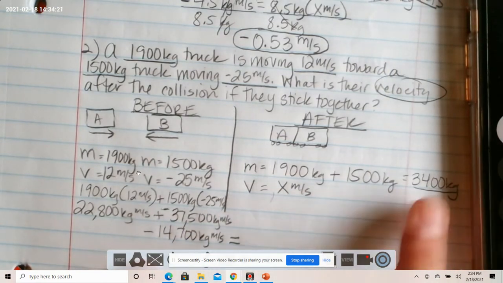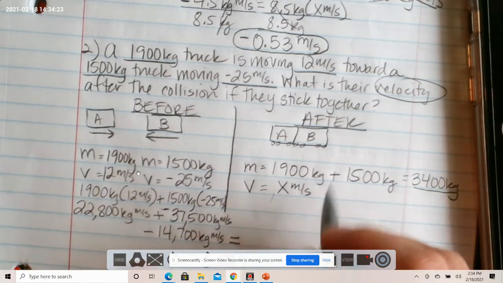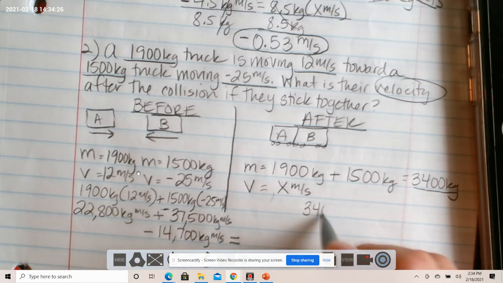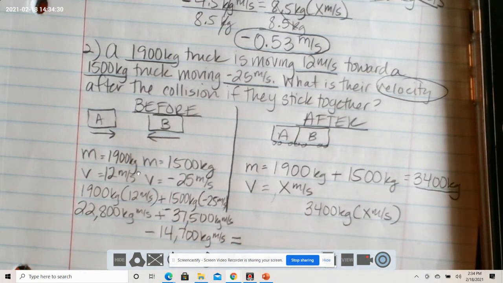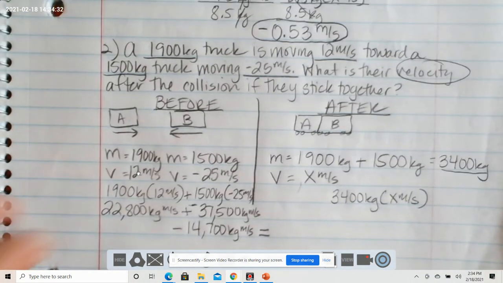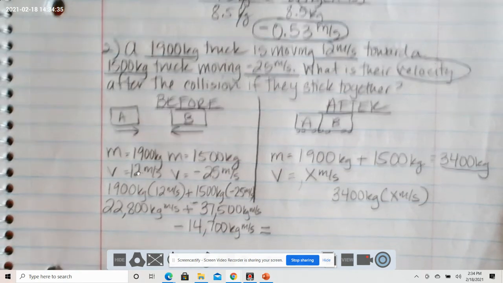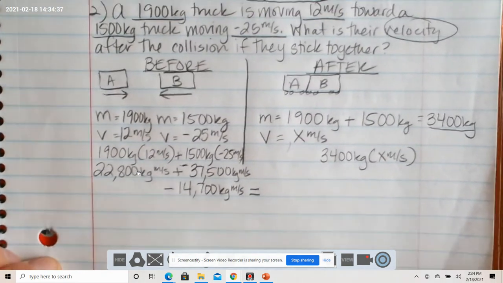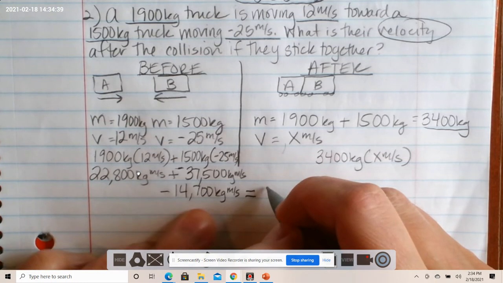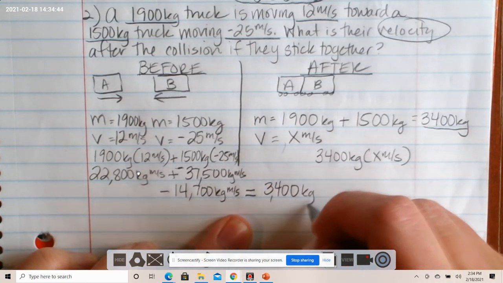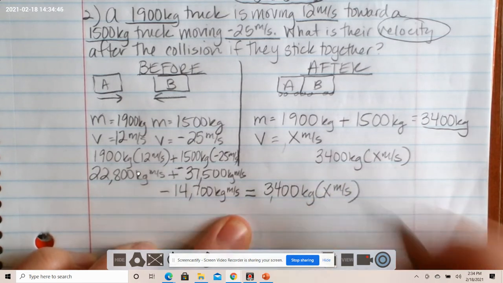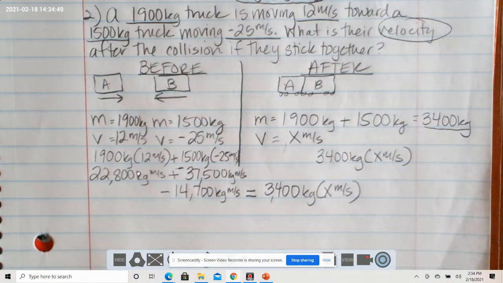So we have our mass times our velocity on the other side, which is just going to be 3,400 kilograms times x meters per second. Now, I can't do anything with that because of that x there. So the only thing I can do is move it down to the problem over here so I can have two sides to solve for x. So that's the nice thing about inelastic collisions. The after is super simple. Add the masses and put it times the x.